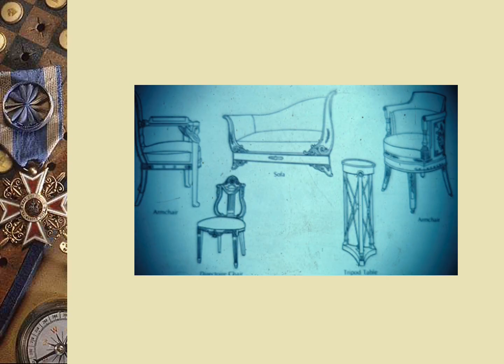So here you can just see, once again, all of those elements that we've talked about. You've got the armchair, the decorative chair, the sofa, the tripod table, and another armchair. Once again, notice that rounded Greek back, the lyre motif on the back of the chair, that gondola-style sofa, and that Klismos-style chair leg. Sorry, the chair leg is the splayed Klismos style.